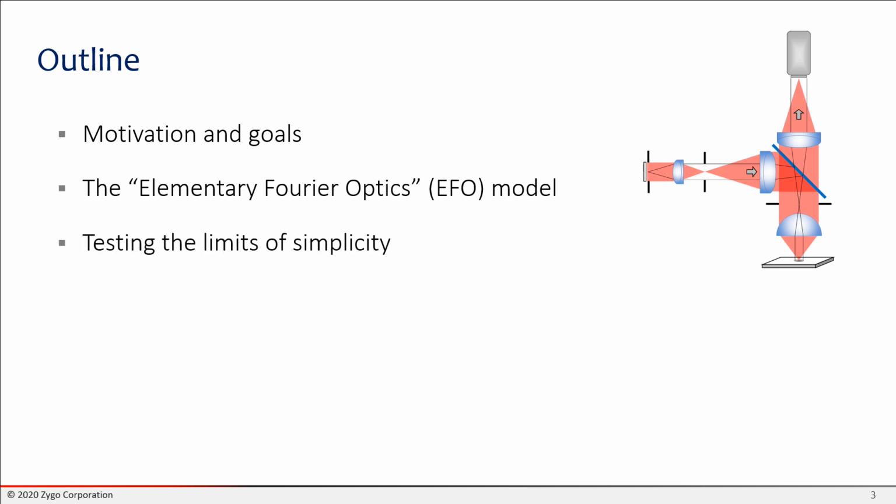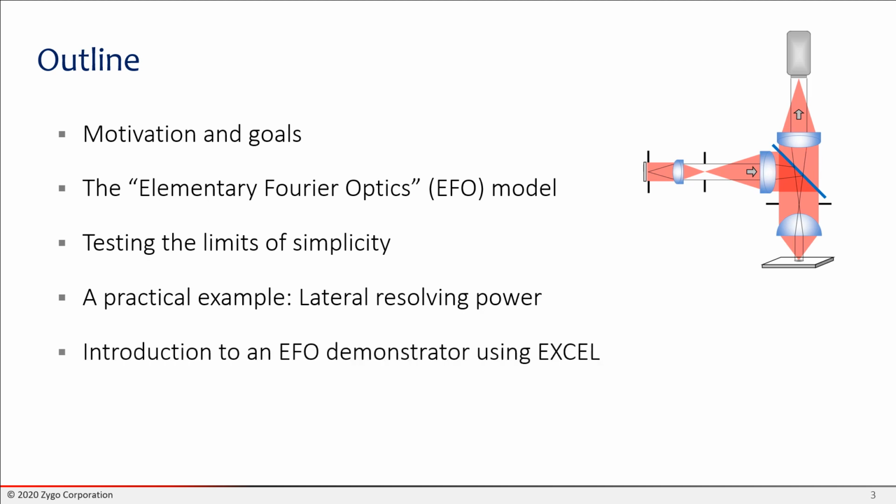Then we'll take a look at what the limitations are of such a model. You know, if it's very simple, what have you given up? What are the boundaries of usefulness for such a model? And I'll provide a practical example, the lateral resolving power: how close together can features be, how high could the spatial frequency be on your part, and still be able to get useful information out of your interferometer. And then finally, I'll introduce an EFO demonstrator using Excel that you can download, play around with, and maybe be inspired to improve and write your own program for modeling interferometers.